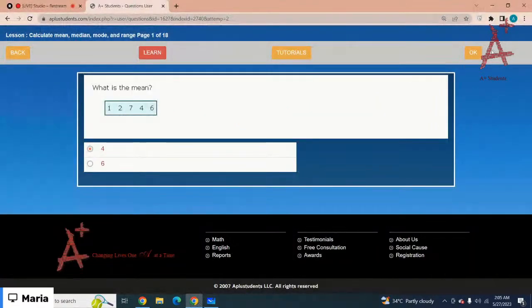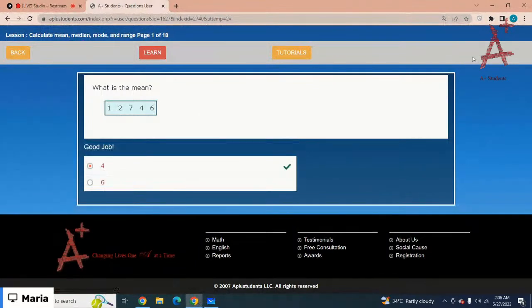So the correct option is 4. 20 divided by 5 is 4.